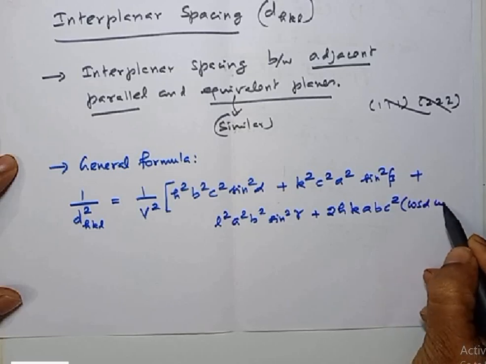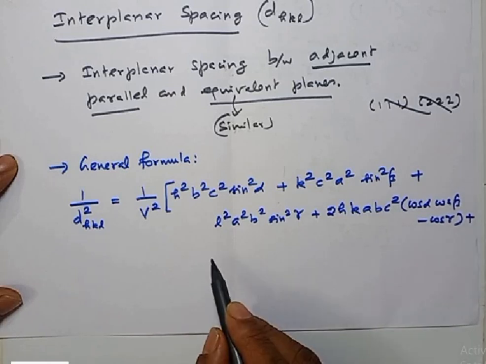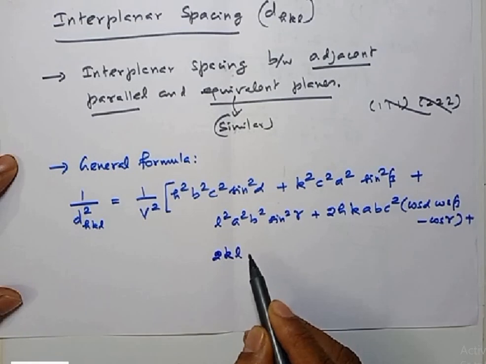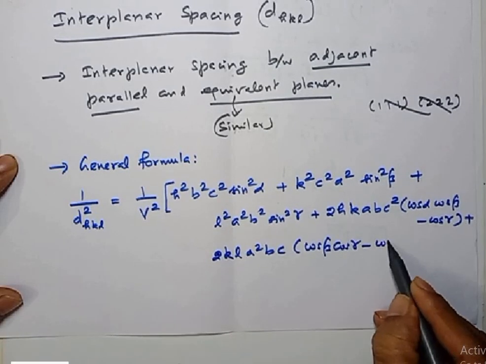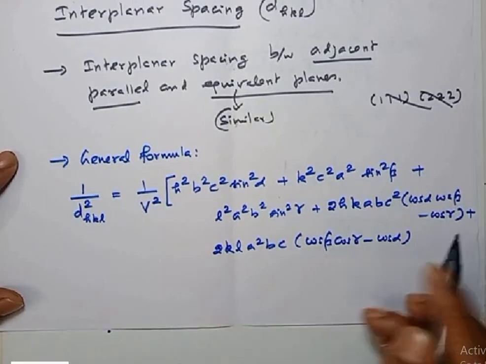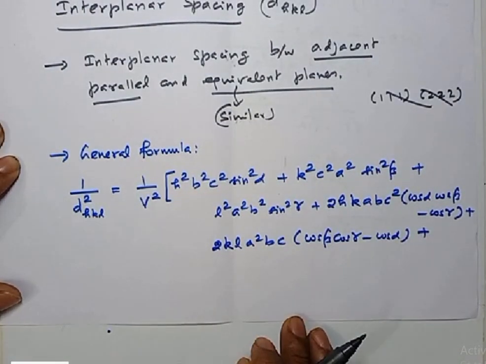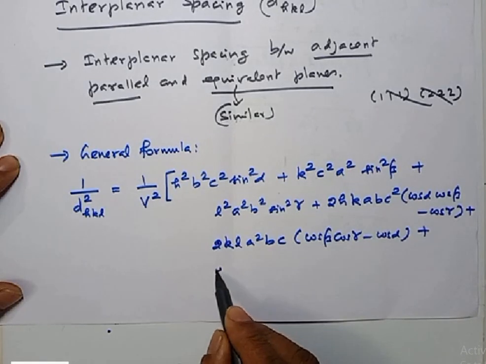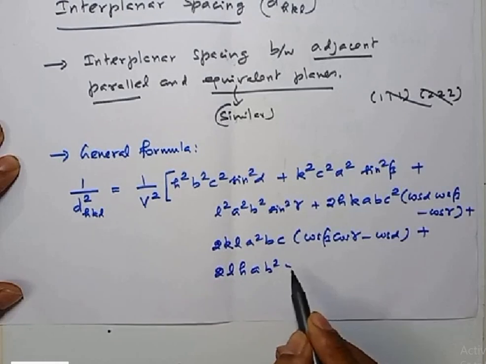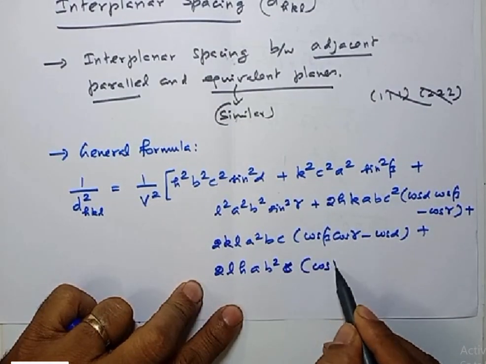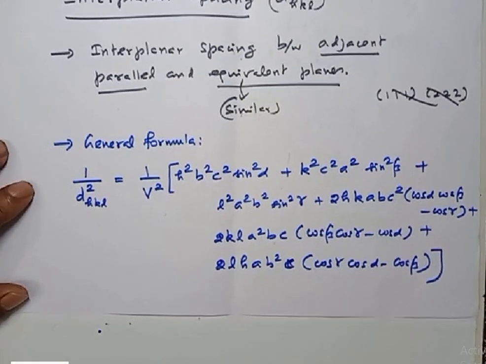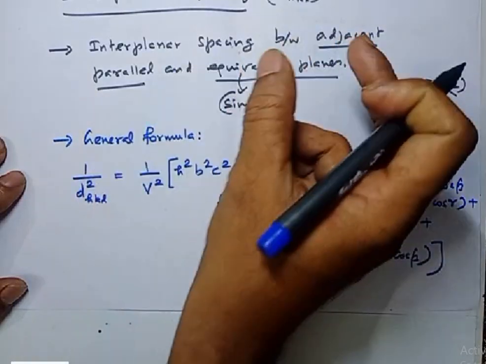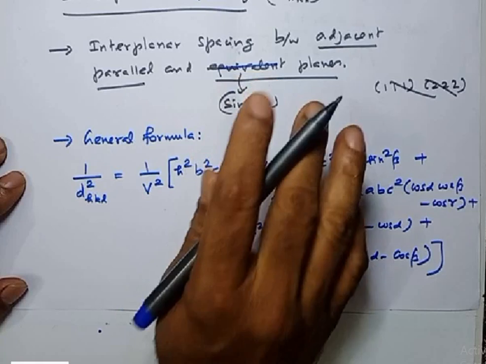This is a lengthy formula actually. You need not memorize this, it's not necessary at all. Cos alpha, cos beta into cos gamma minus cos alpha, and it continues, plus 2kl a square bc into cos beta cos gamma minus cos alpha. We can actually derive it, the method is available, but it's not necessary for the preparation of competitive examinations, so I am not going to do that. Plus 2lh a b square c into cos gamma cos alpha minus cos beta. This is the formula to find the interplanar distance between adjacent, parallel and similar planes. This is the right word, actually, similar planes.